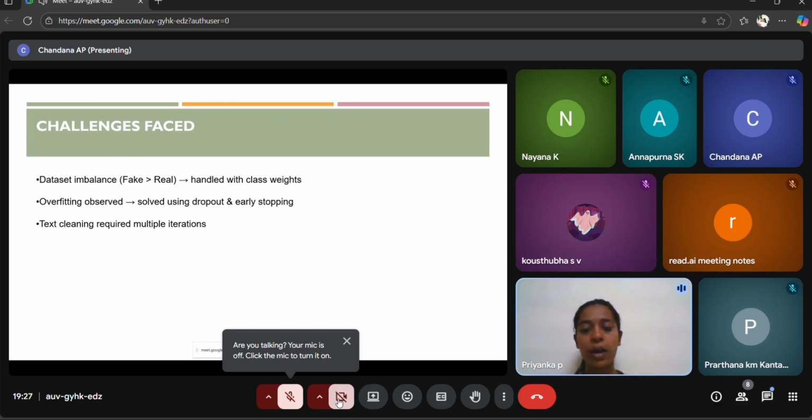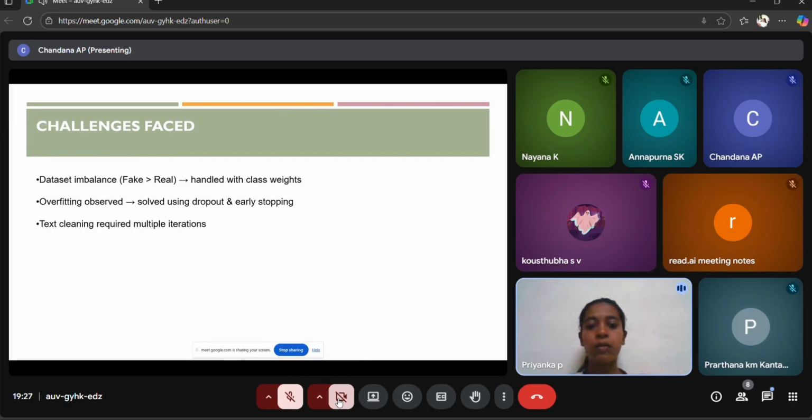Now I am explaining about the challenges faced. While developing a fake news detection model, we encountered a few major challenges. Dataset imbalance. The dataset had more fake news samples than real news, which could bias the model. To handle this, we used class weighting, giving more importance to the minority class, real news, during training.